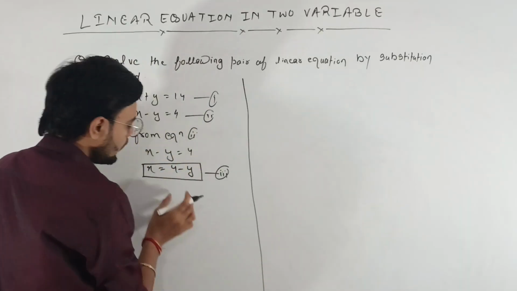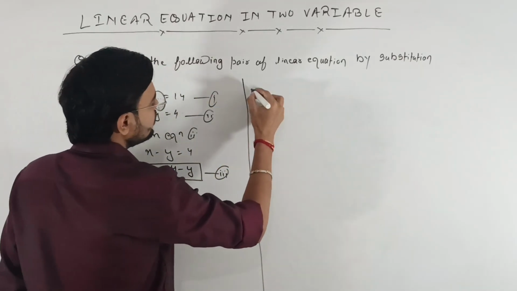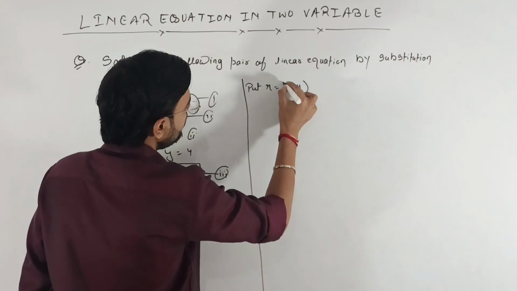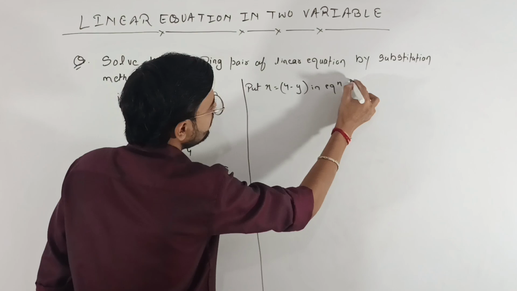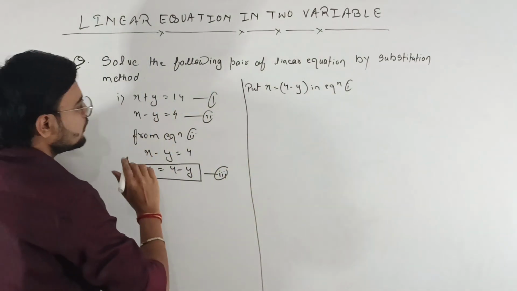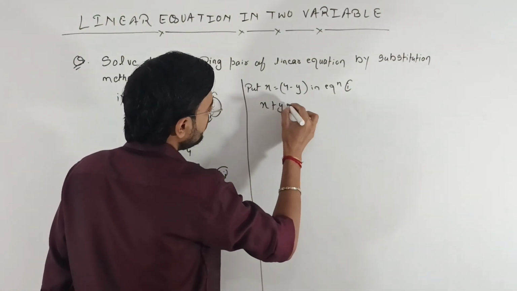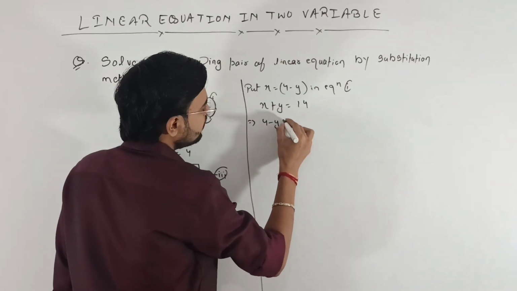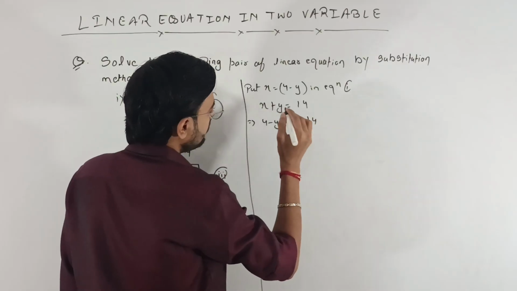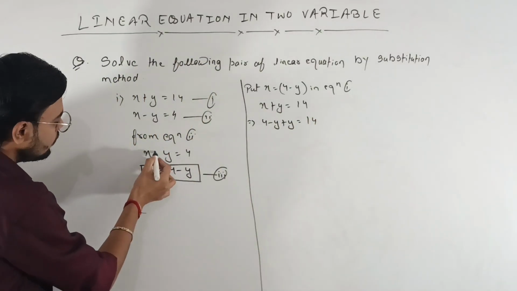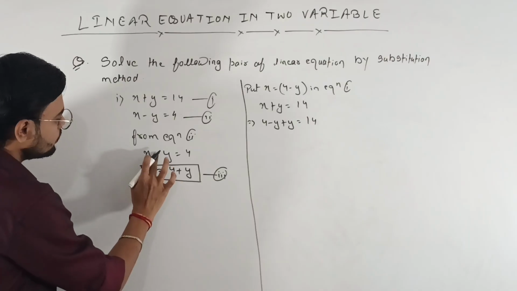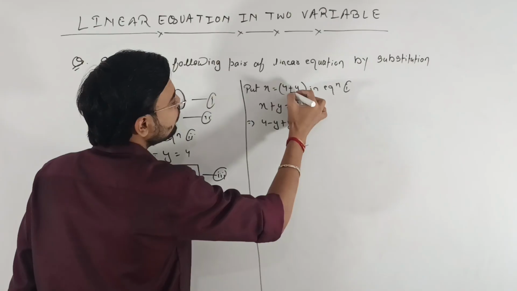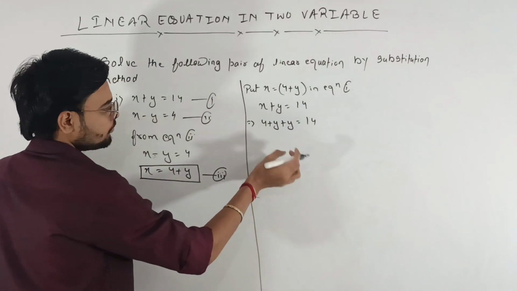So I put x is equal to 4 plus y in equation first. What is the first equation? x plus y is equal to 14. Now put in place of x, 4 plus y. This is x minus y is equal to 4, so x will become 4 plus y. So I put 4 plus y in place of x.